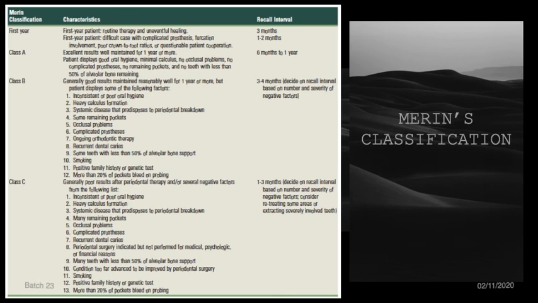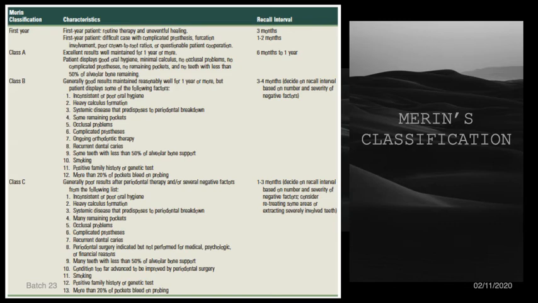So coming on to Merin's classification. Based on all these factors, Merin classified post-treatment patients into class A, B and C. For the first 1 year, he classified patients with routine therapy and uneventful healing. You have to have a recall visit of 3 months. So based on the patient's condition, he scheduled appointments. The frequency of recall for maintenance therapy should be based on the patient's characteristics.